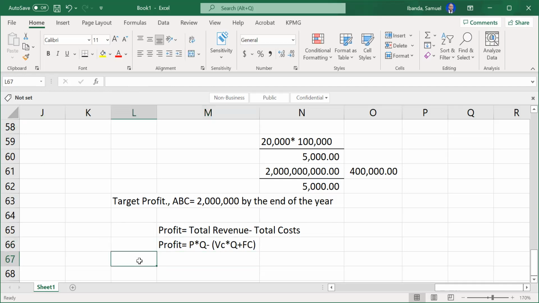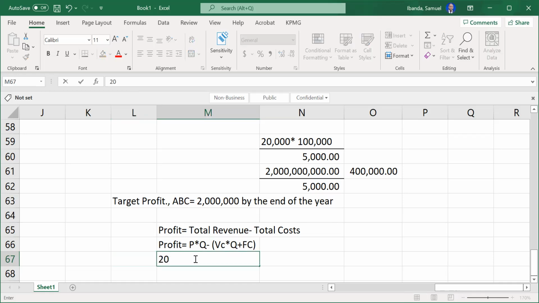So remember, they want us to determine what quantity they need to sell at that target profit. So this means that we have our profit. Remember, we also have the price. We have the variable cost per unit. We have the fixed cost. So we can substitute into this formula and determine the unknown. So if I'm to substitute here, this is how it's going to be.